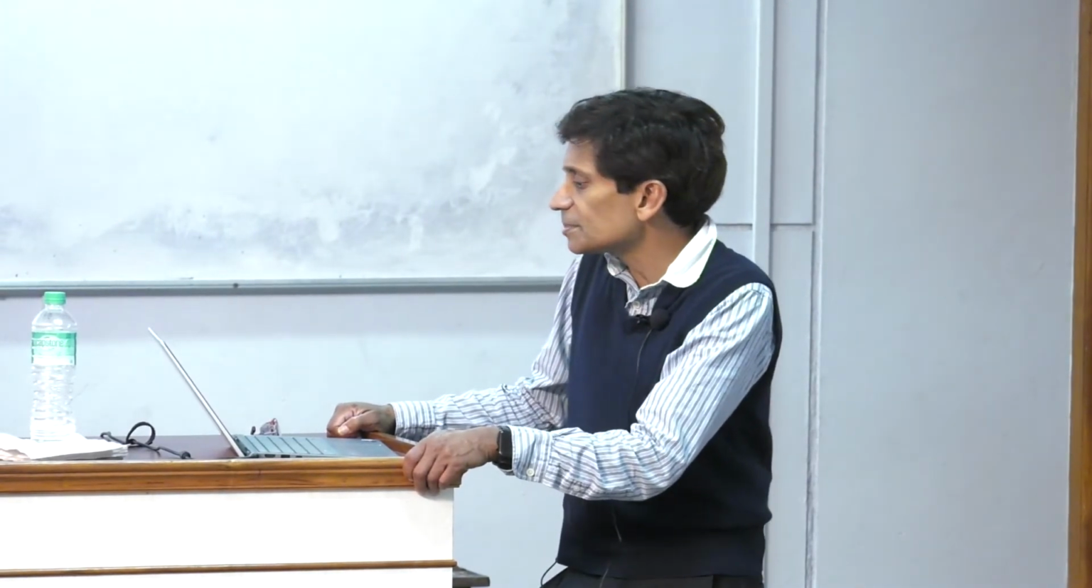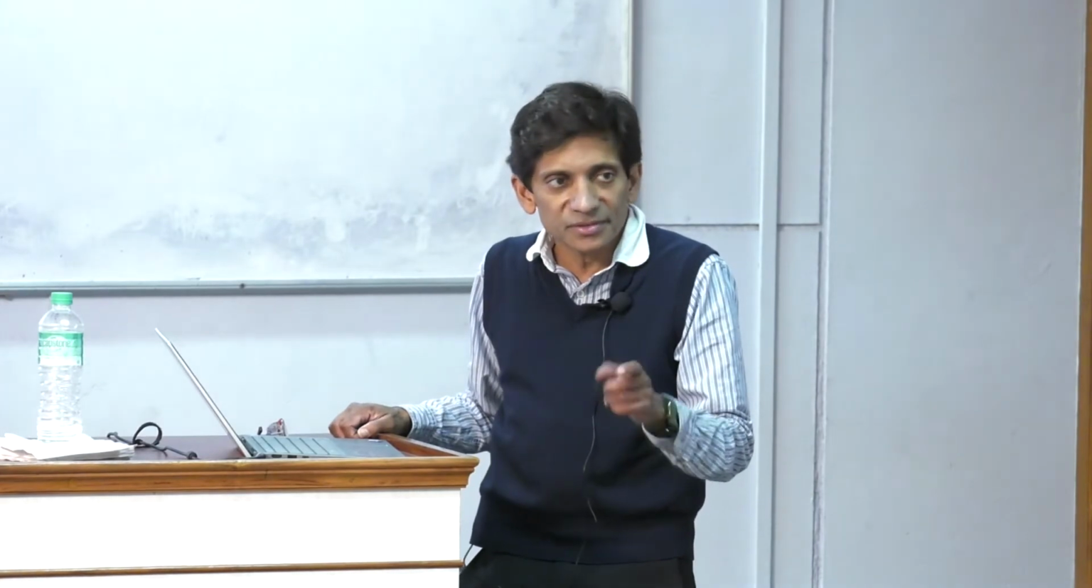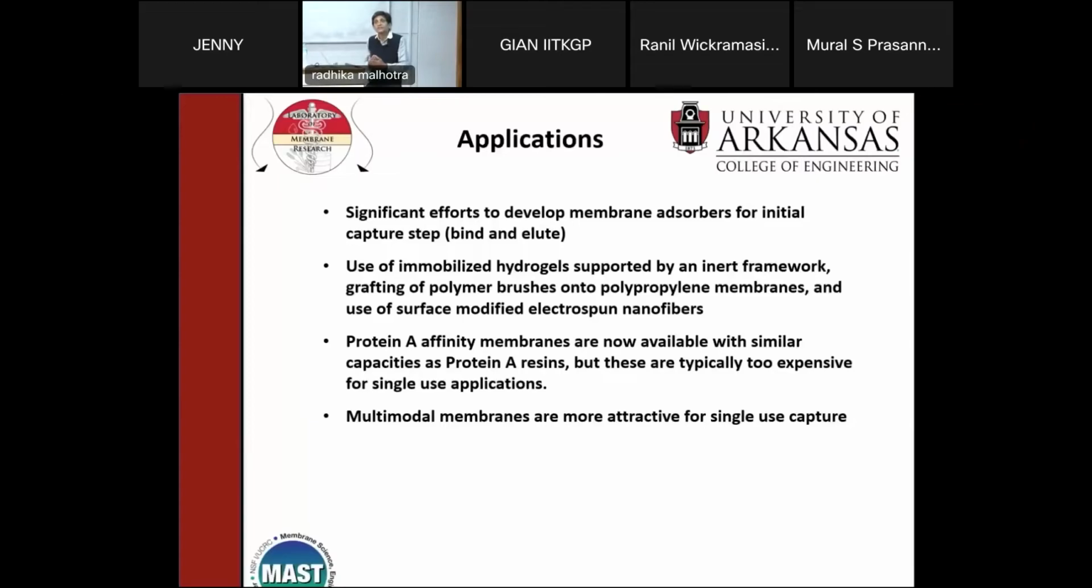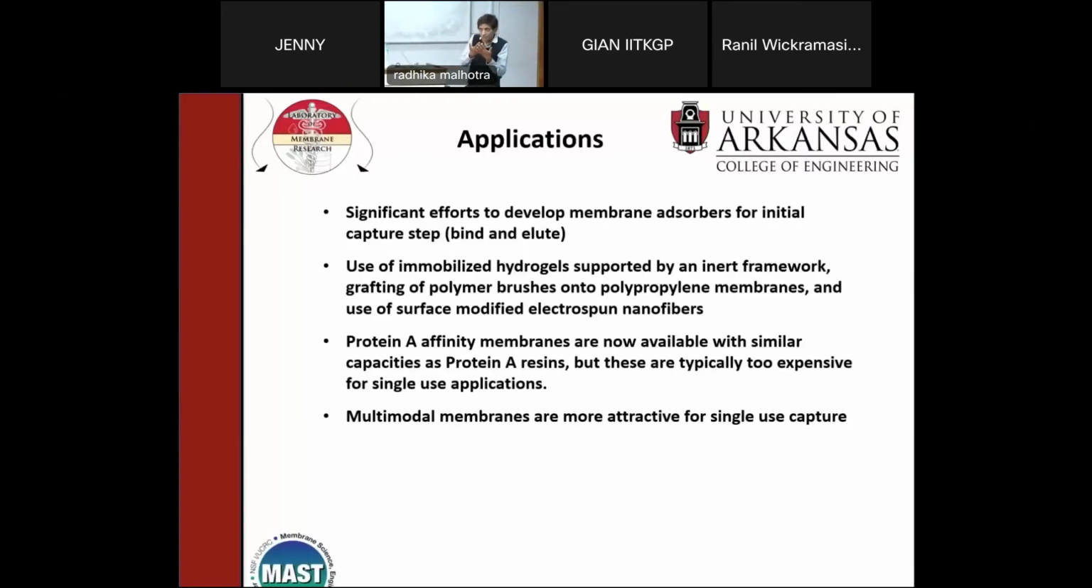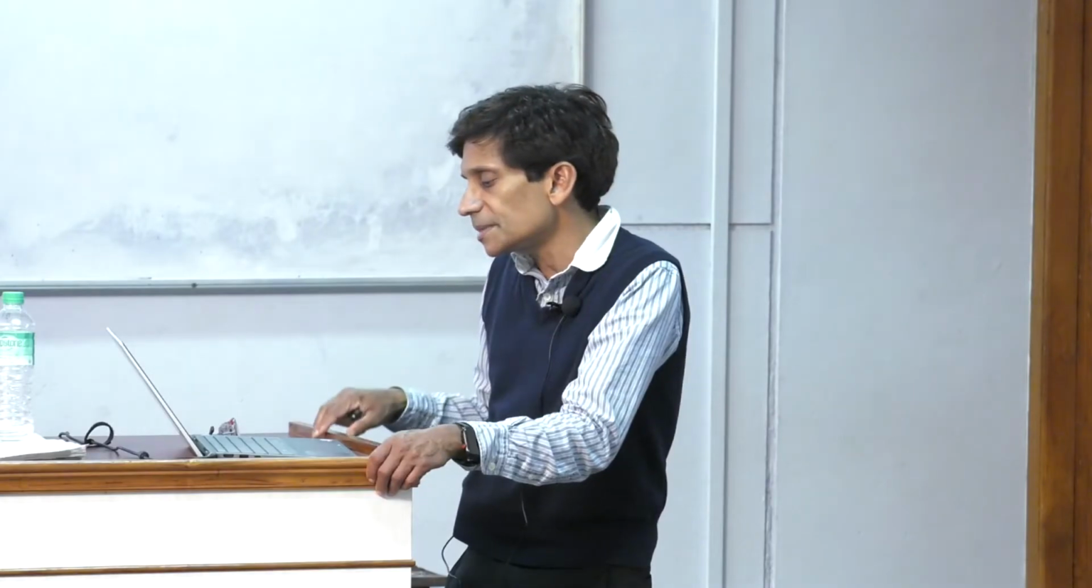Approaches include use of immobilized hydrogel supported by an inert framework, grafting of polymer brushes onto polypropylene membranes, and use of surface modification. Electrospun membranes are a new area of research. I think we discussed that. This is a very interesting idea because they could potentially provide very low resistance to flow and high capacities. Protein A affinity membranes are now available with similar capacities as protein A resins, but these are typically too expensive for single-use applications. So their use is still minimized.